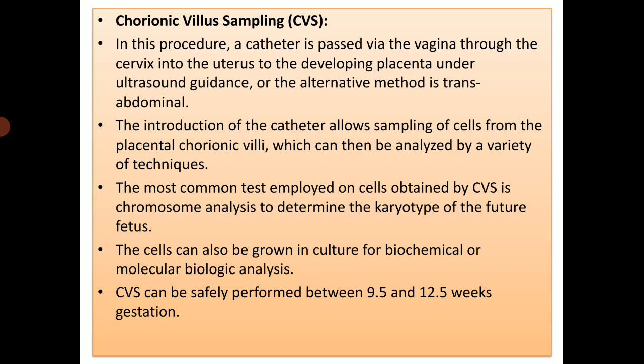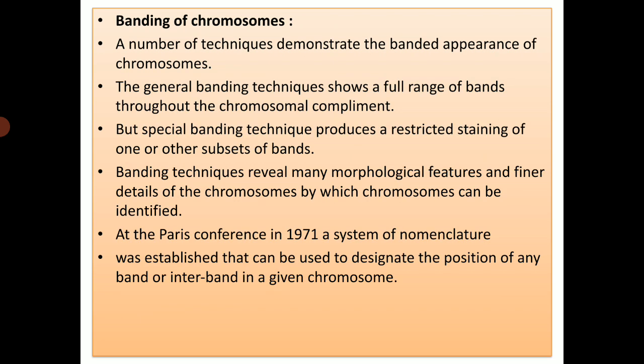The most common test employed on cells obtained by CVS is chromosome analysis to determine the karyotype of the future fetus. The cells can also be grown in culture for biochemical or molecular biology analysis. CVS can be safely performed between 9.5 and 12.5 weeks of gestation. Okay, so two methods we have seen at present.